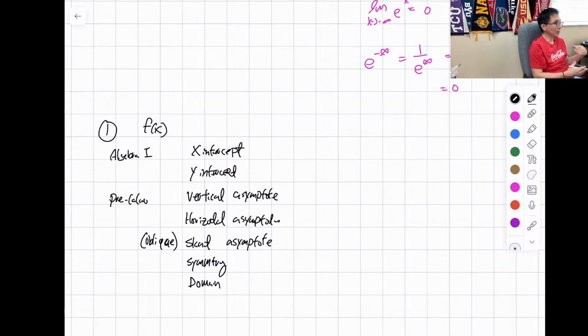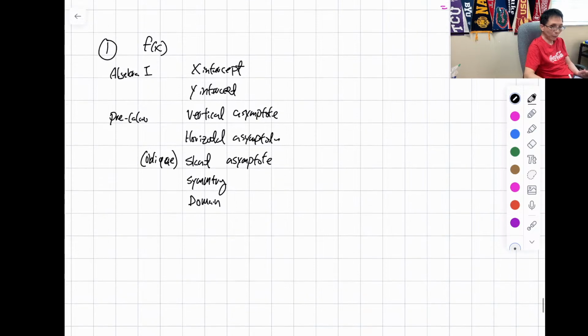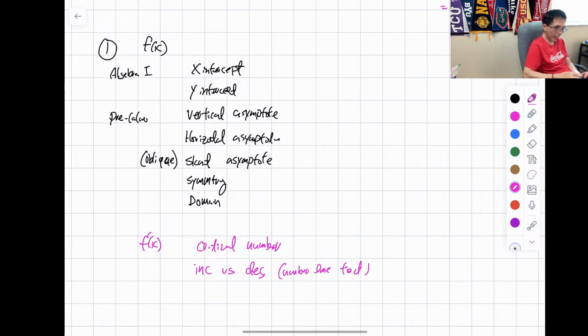Now, in calculus, we reinforce with other things. For example, f prime of x will tell you the critical numbers. It tells you increasing versus decreasing, using the number line test, and max and min. It's also the first derivative test, right?